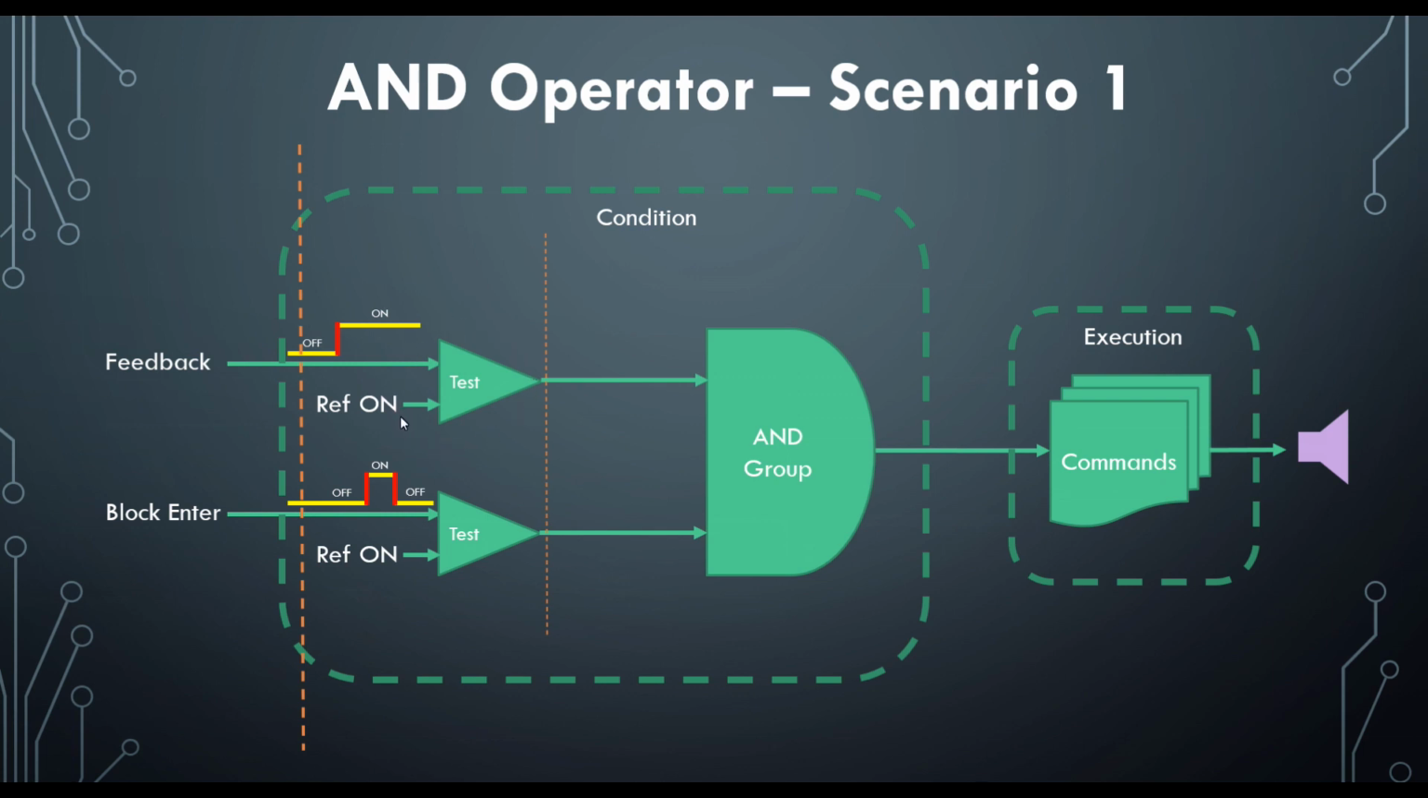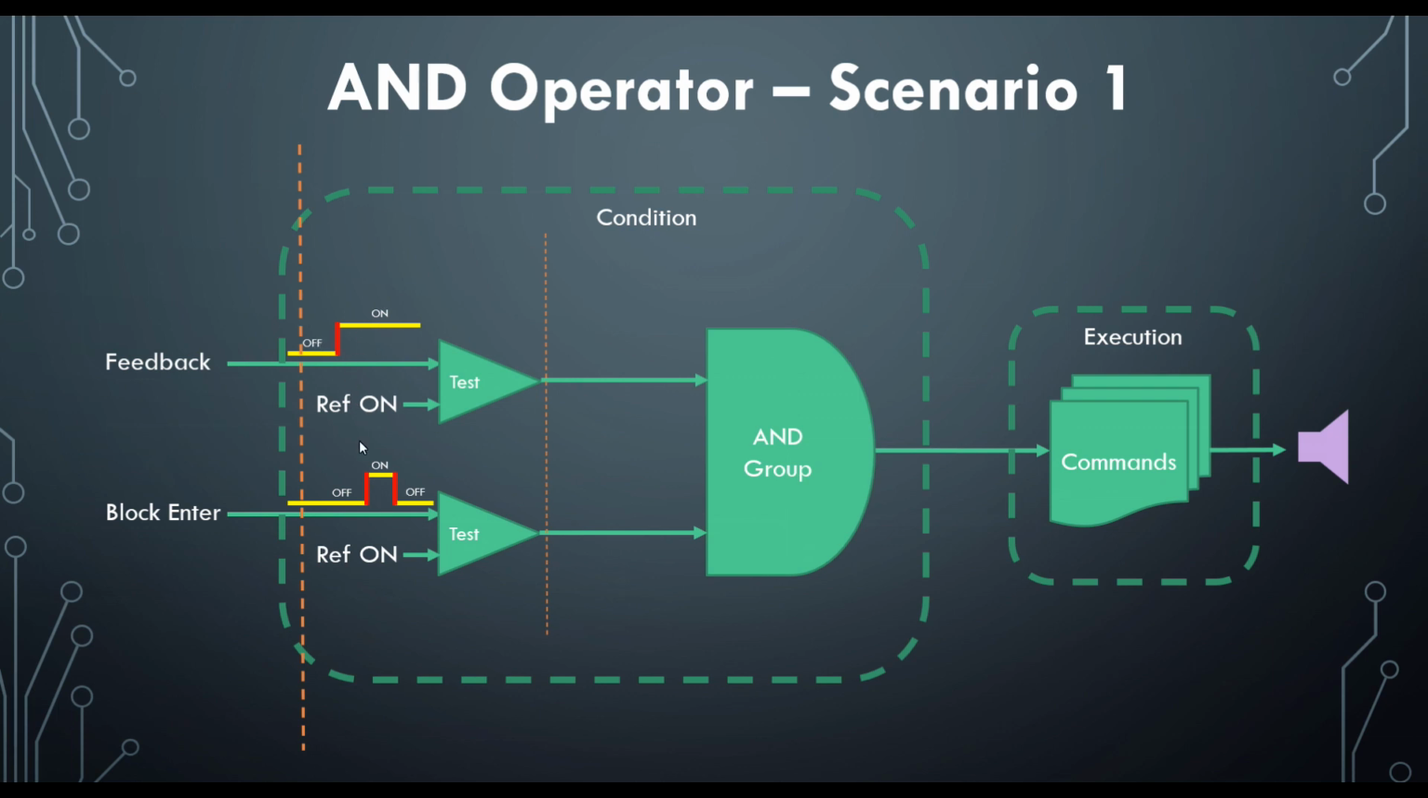Because these tests are comparison tests. They are always comparing one input against the other input, and the only time these tests will be true is when both of these inputs are at the same state. So if both the reference states are in the on state, then we know that the only time that both of these outputs will be true is when both of these inputs are in the on state at the same time.